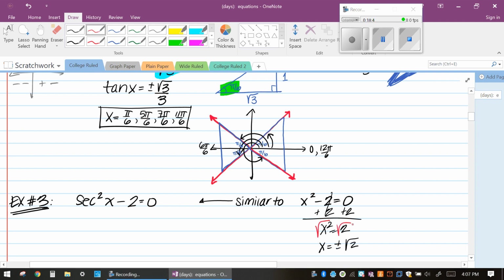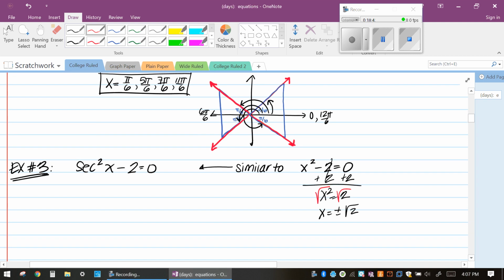That's super, super important. Whenever you're solving a quadratic and you cancel the square with the square root, you have to put the plus or minus. Okay, so now I'm going to go ahead and try that here. Square root both sides. So secant of x equals plus or minus root 2.